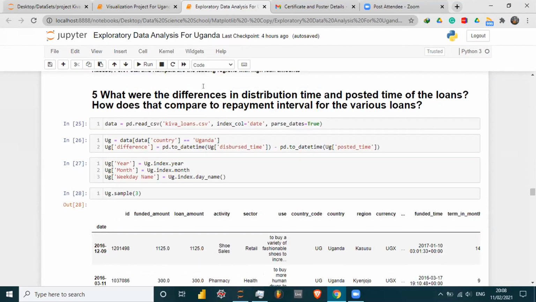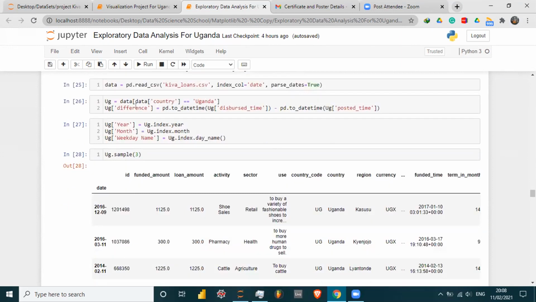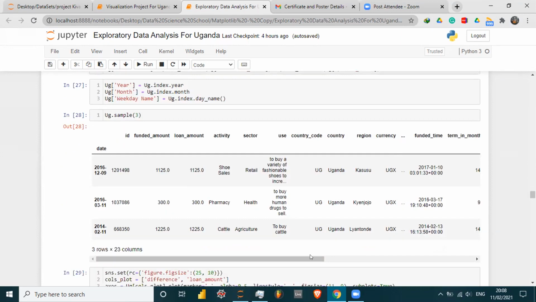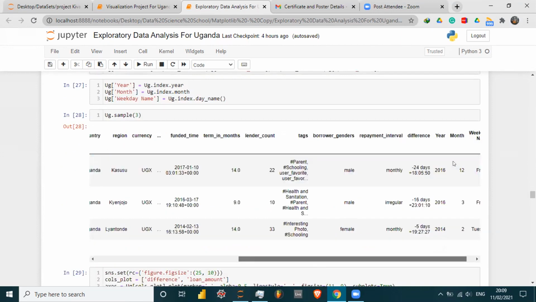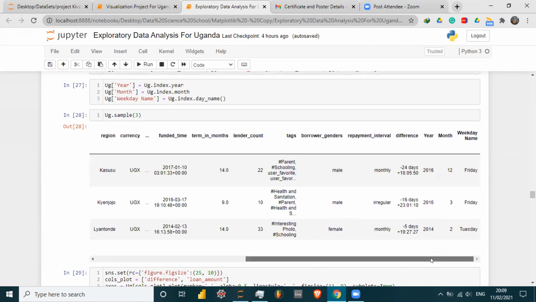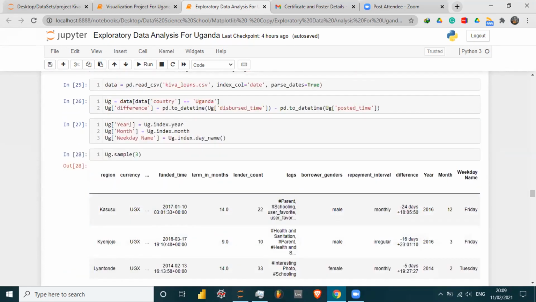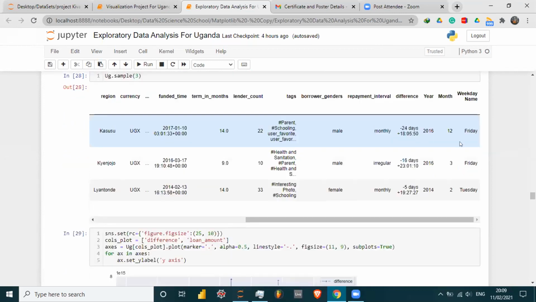So here, because the question was asking for the difference, I subtracted the posted time from the distributed time to see the number of days. Here's my difference column. As you can see, now I have values that I can use to plot. Then from there, I went ahead and created some new variables: the year, the month, and the weekday name, such as Monday, Friday, Saturday, Sunday.